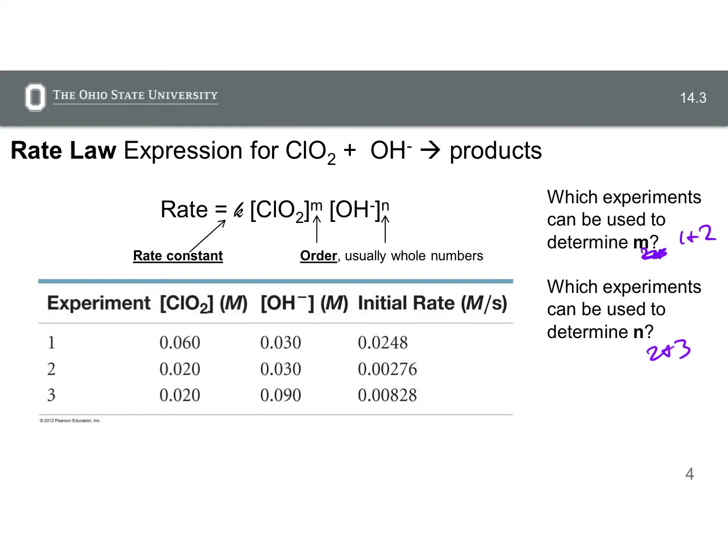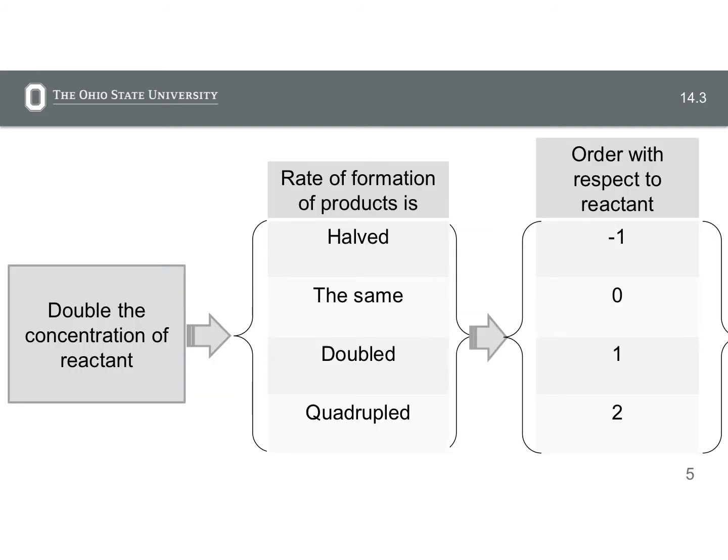Our data, if we're looking at experiments 1 and 2, we triple the concentration. Okay, so there is an equation that I will show you that you can use to calculate the order with respect to a given reaction. But there are ways to look at the data and determine the order. It takes some practice, but it's totally doable.